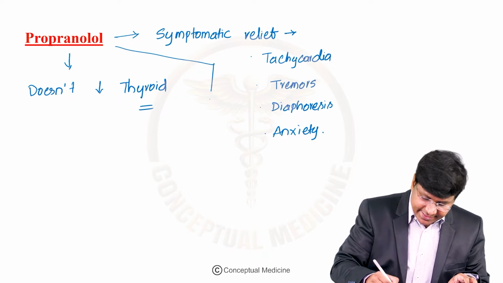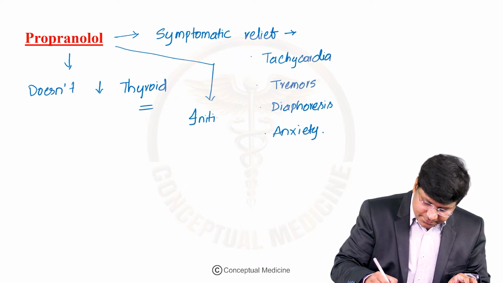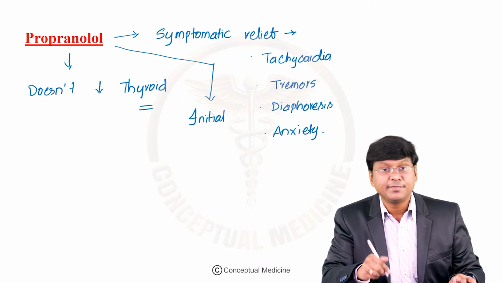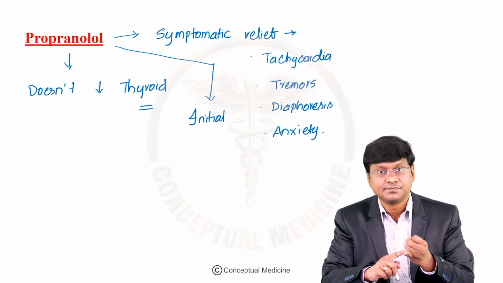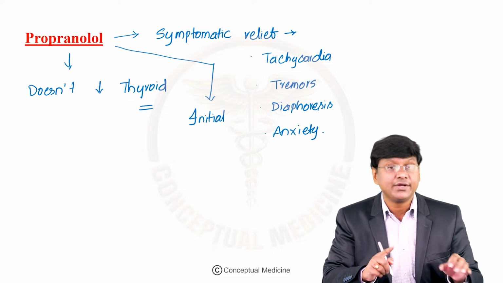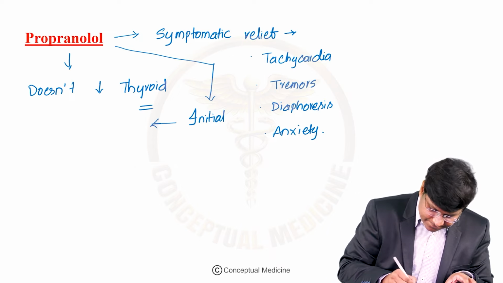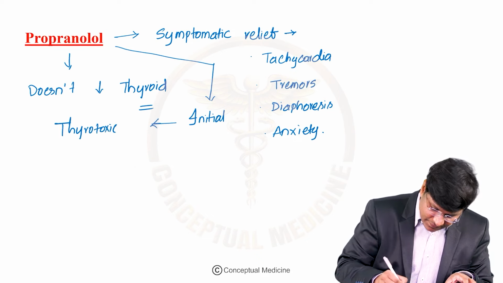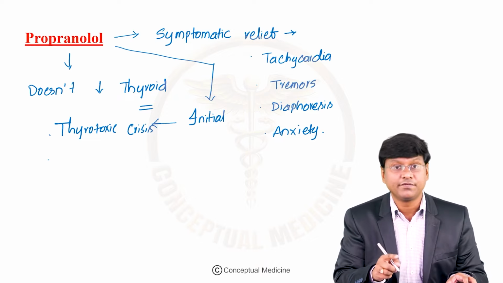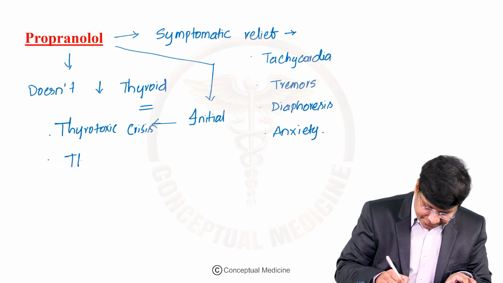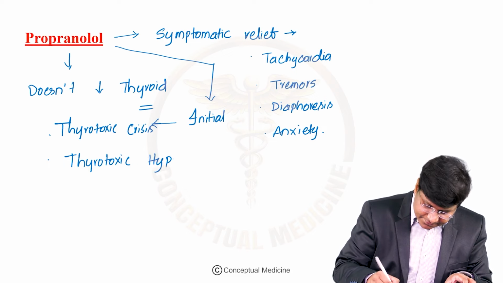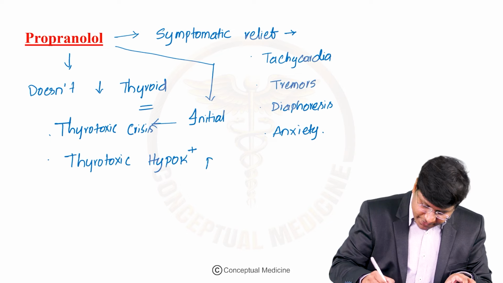And this propranolol is the initial treatment of choice for thyrotoxic crisis. And this effectively treats thyrotoxic hypokalemic periodic paralysis. Okay, so this is the initial drug of choice for thyrotoxic crisis, and this is also given in case of thyrotoxic hypokalemic periodic paralysis.